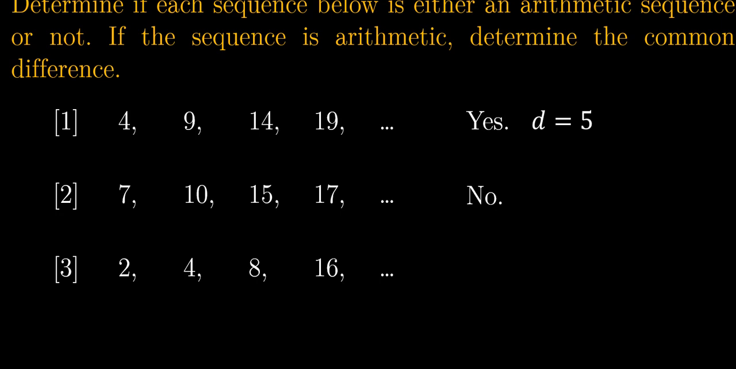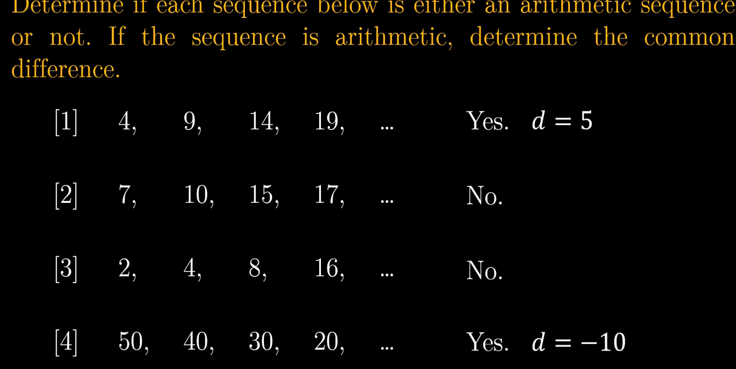Number 3, we have 2, 4, 8, 16. It seems like the rule is multiply by 2 to the previous term to get the next term. So this is not an arithmetic sequence. Number 4, we have 50, 40, 30, and 20. This is an example of an arithmetic sequence, though it's descending. So here we have a negative value of d. In this case, our d is negative 10.